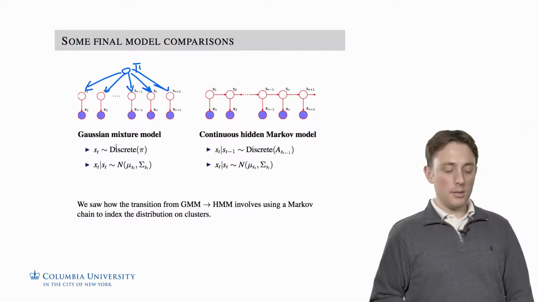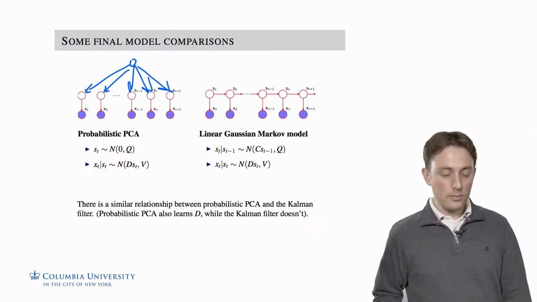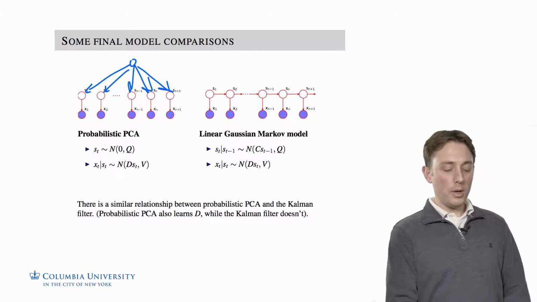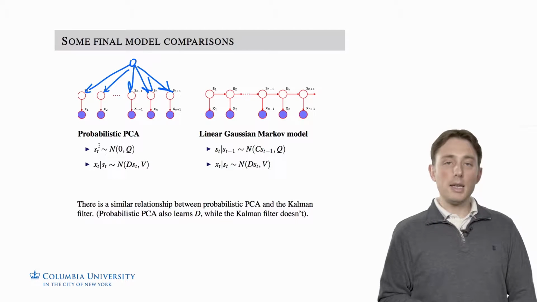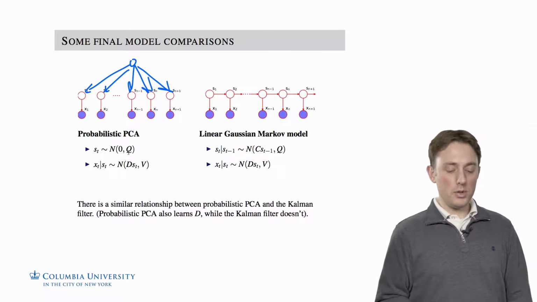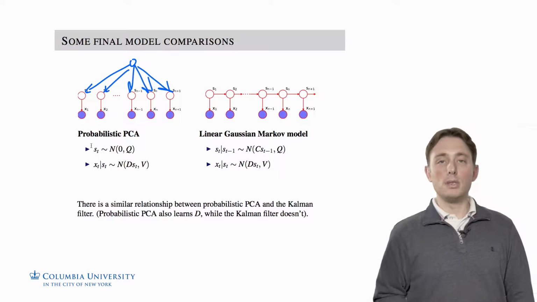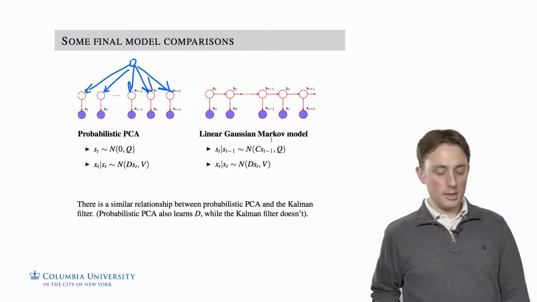One has an IID distribution on the latent Gaussians, and one has a sequential distribution on how these latent Gaussians are picked. With a continuous state model, we have probabilistic PCA, where again the distributions are identical on the observations, but on the latent states, for probabilistic PCA, they're IID from a continuous Gaussian distribution, in which case these aren't even referred to as states. Whereas with the linear Gaussian Markov model, we have a Markov sequence generating these latent states.